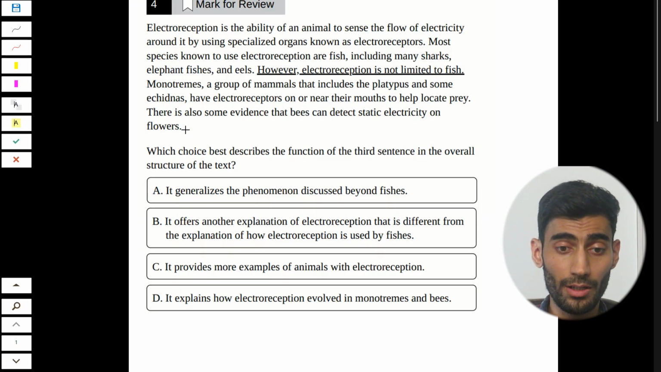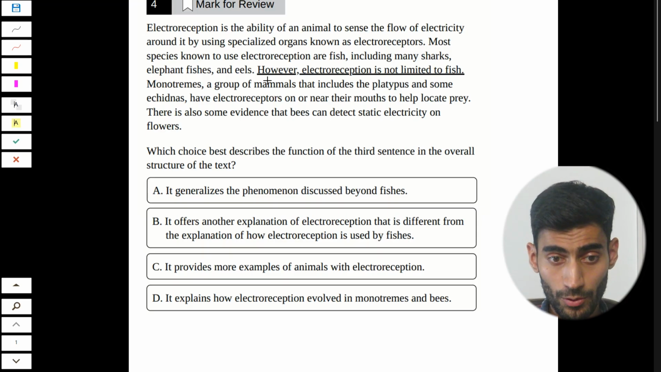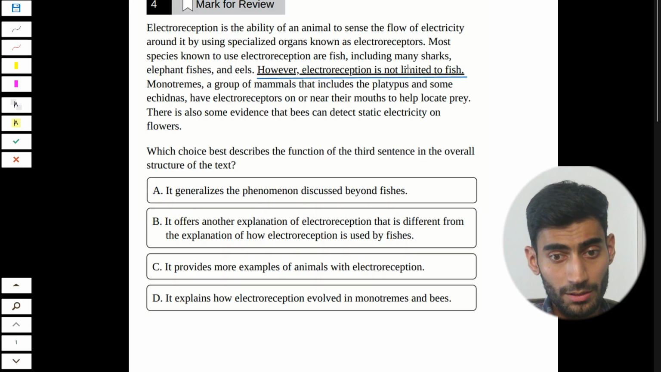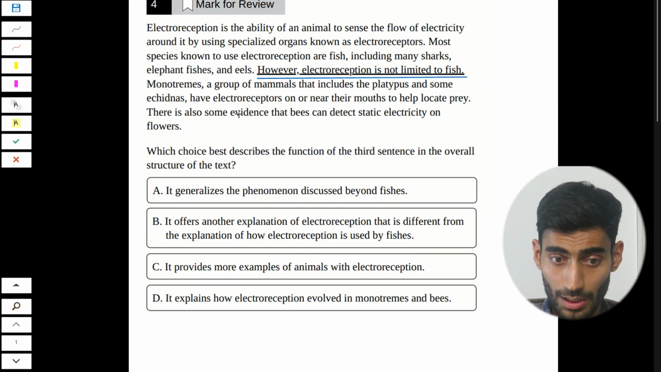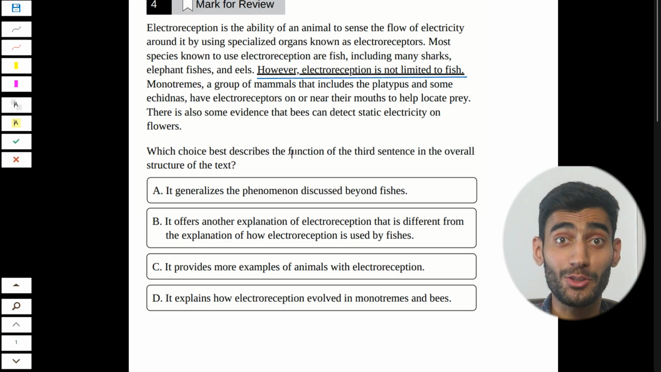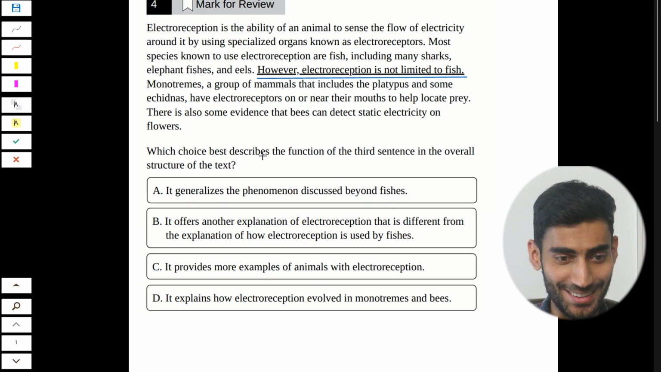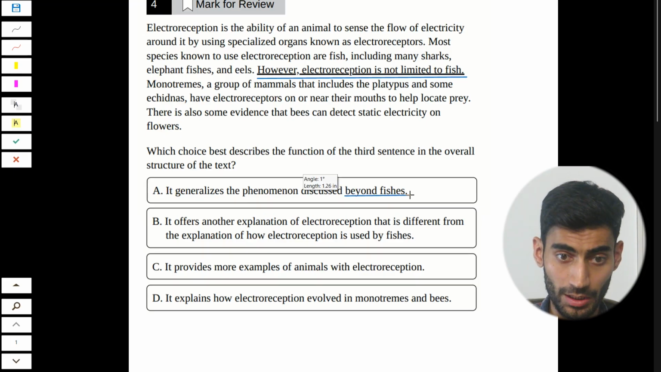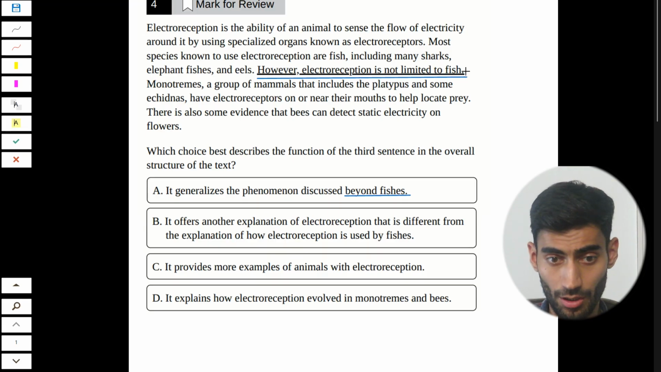Okay, so there's a lot of information here, but we're only focused on this single part. Electroreception is not limited to fish. Let's see what the function of this third sentence is. It generalizes the phenomenon discussed beyond fishes, which is the case. It says it's not only limited to fish, other types of animals have been seen to have this kind of electroreception as well.